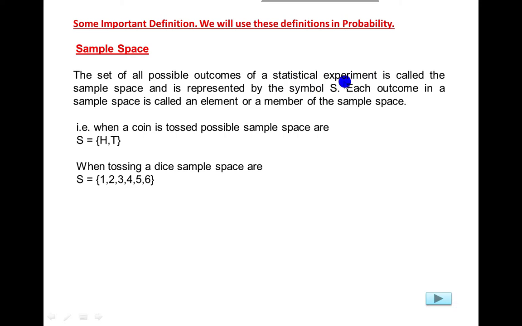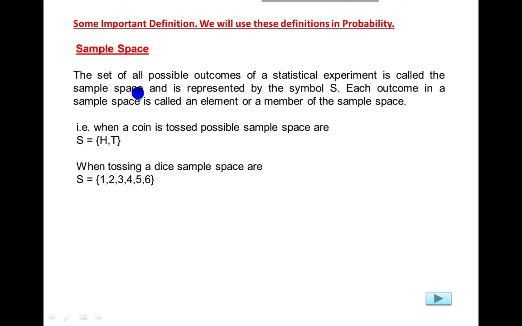Why is this a statistical experiment? You know that with the help of statistics we interpret the data, observations, values. So with the help of this experiment, if you throw a coin, we collect the data. The first step of the definition of statistics is the collection of data. So all possible results, all possible outcomes, if you throw a coin, are head or tail.